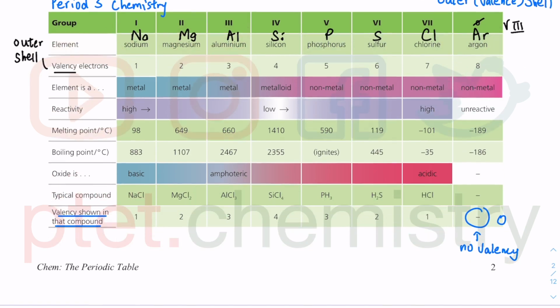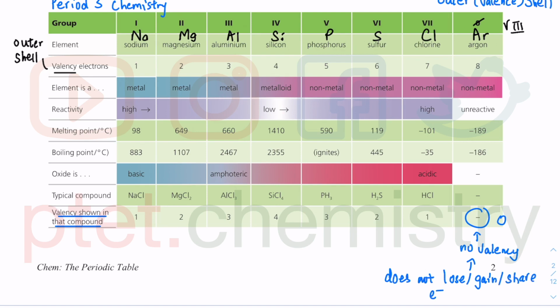It does not want to lose, or gain, or share electrons in order to complete the outer shell, because it already has a fully filled outer shell. So it doesn't need to do anything. Therefore, it's chemically unreactive. In terms of group 1, group 2, group 3, these are metals.